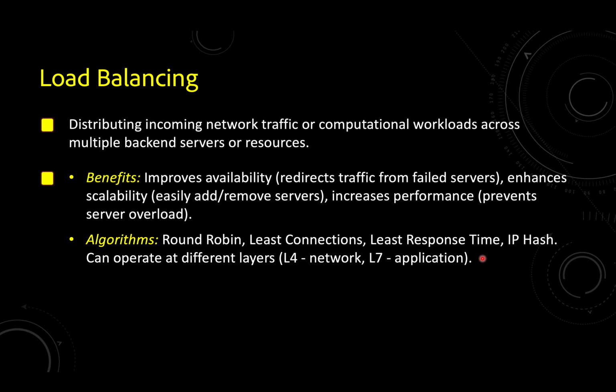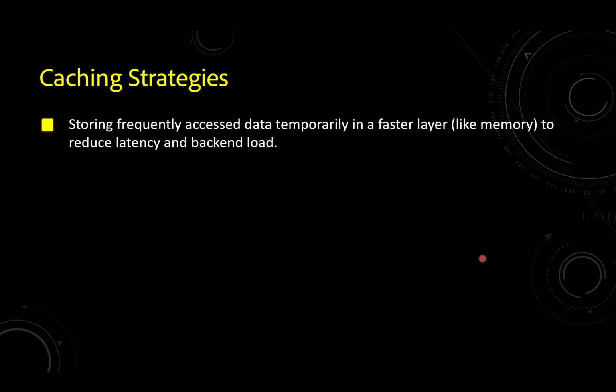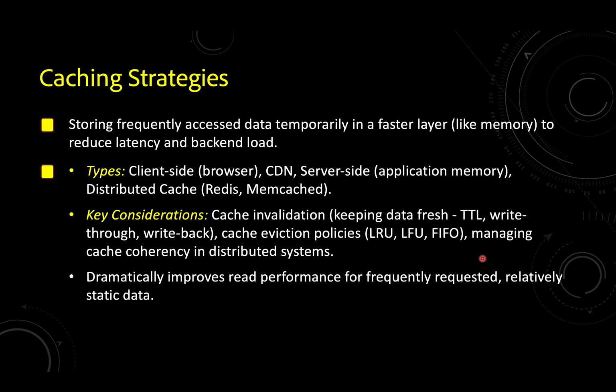And for speed again, caching. We mentioned it, but what types are there? Lots of places to cache: client-side in the browser, CDNs, which are global caches. We'll get to CDNs in a sec. Then server-side caching, maybe in memory, or using dedicated distributed cache systems like Redis or Memcached. All about keeping copies of data close by to avoid hitting the slower main data source constantly.